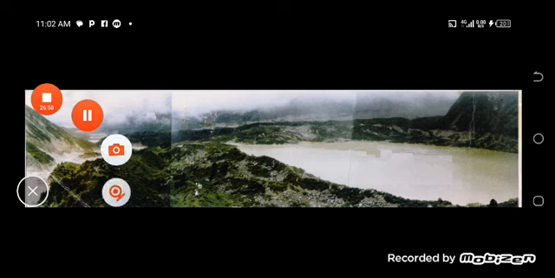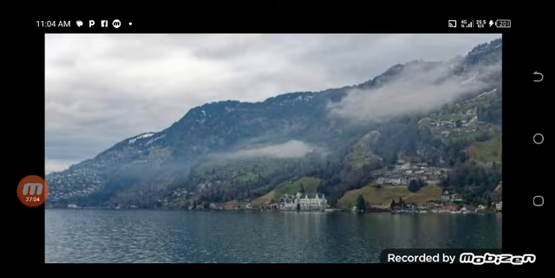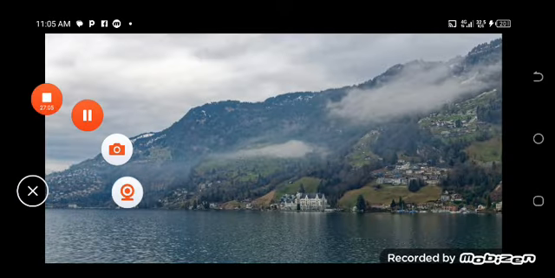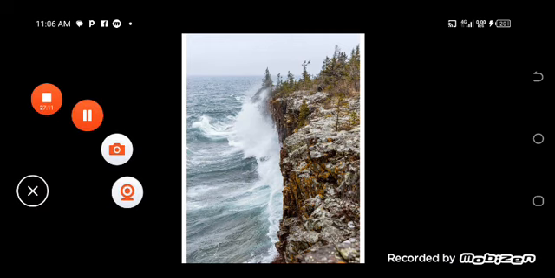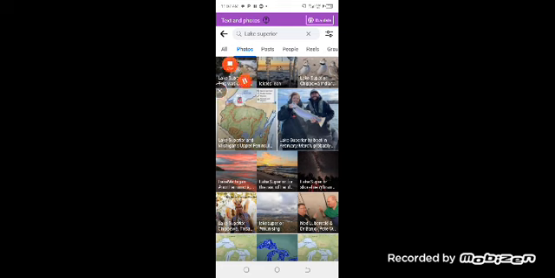Examples are the Great Lakes, that is Huron, Ontario, Michigan, Erie, and Superior, due to blockage by terminal moraine. So there you go. Like this is Lake Superior.